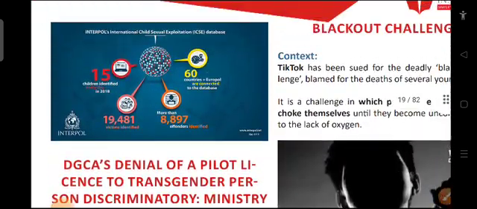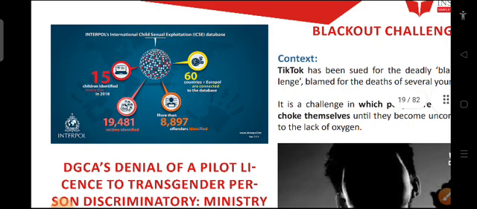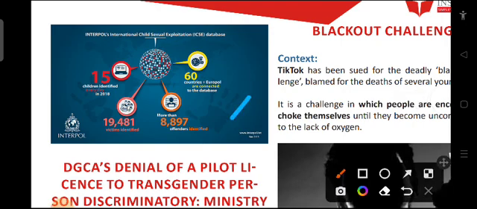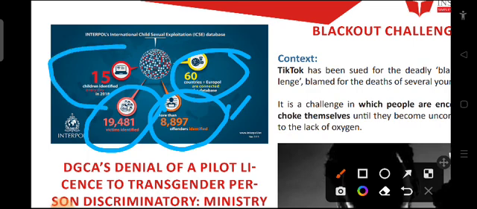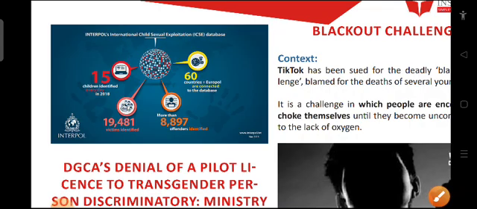Now, this is the infographic. 60 countries are connected in this particular database. More than 8,000 offenders have been identified, and 19,000 plus victims have been identified. Approximately 15 children were identified every day in 2018. These are some of the facts.